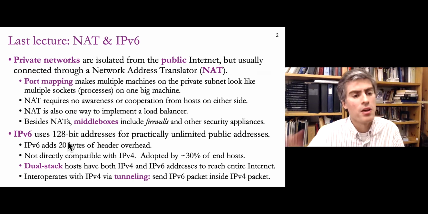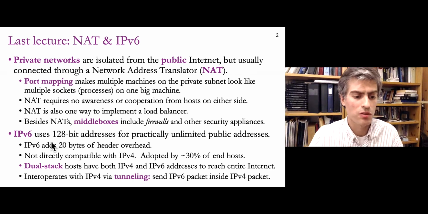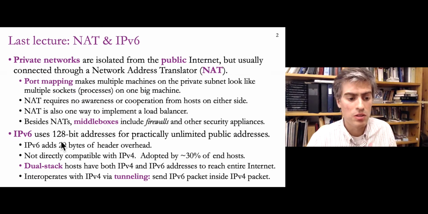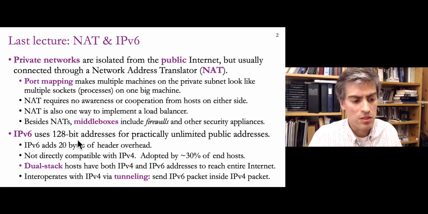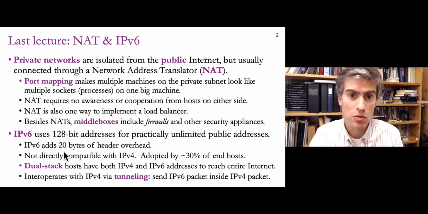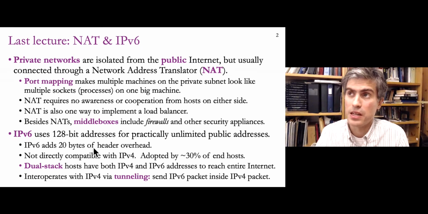Okay. Then we talked about IP version 6, which is an upgrade to the protocol that uses 128-bit addresses, so addresses that are 4 times as long, which allows for an absurd number of public addresses, eliminating that shortage problem. But the big downside is that because you're using much bigger addresses, the size of your headers in IP version 6 becomes much bigger, 20 bytes bigger. And that's one of the reasons why it has not fully replaced IP version 4.